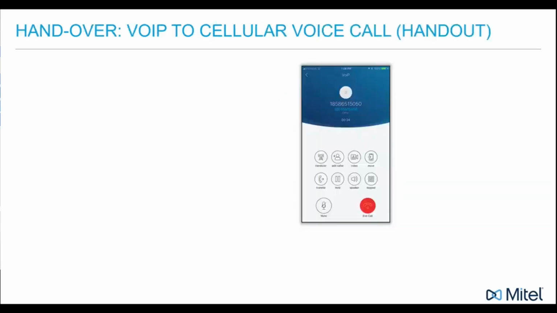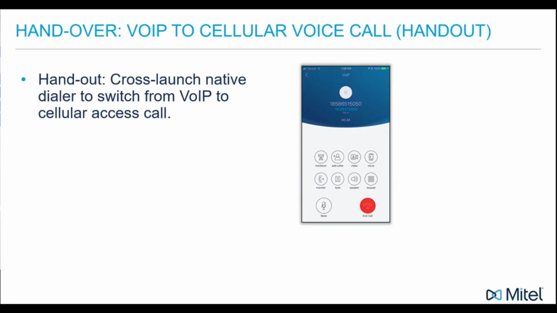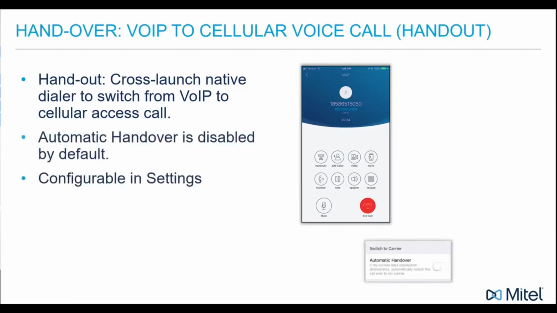Your Mitel Connect client has the ability to automatically switch from the Wi-Fi network to the cellular voice network, and from the cellular voice network back to the Wi-Fi network during a call. This switch is called handover. When switching from Wi-Fi to the cellular voice network, we call that process handout. During the handout process, the client will launch the native phone dialer, call the mobility router, and drop the Wi-Fi connection. Automatic handover is disabled by default, but can be enabled in the client settings.